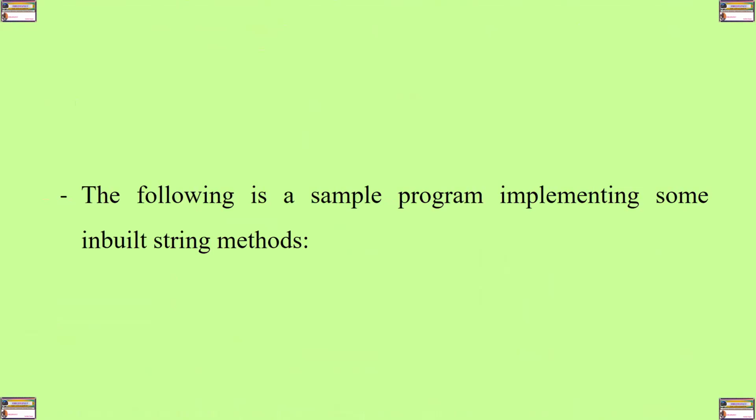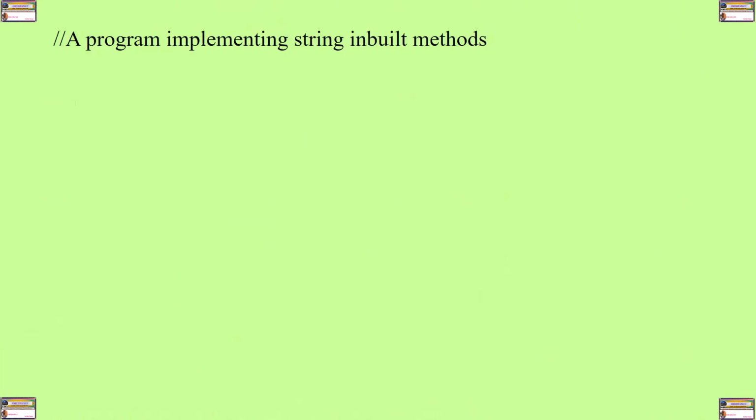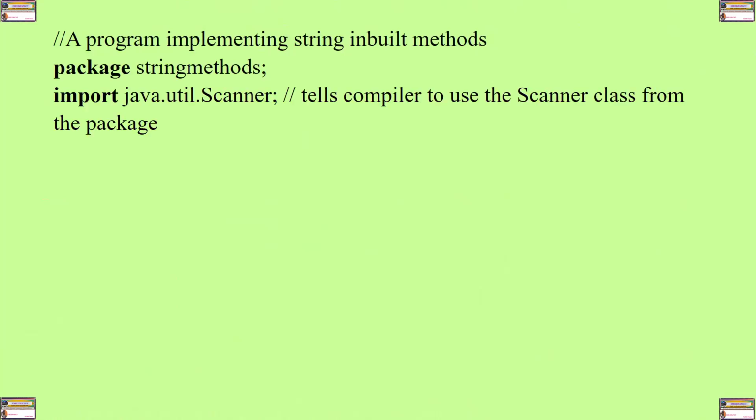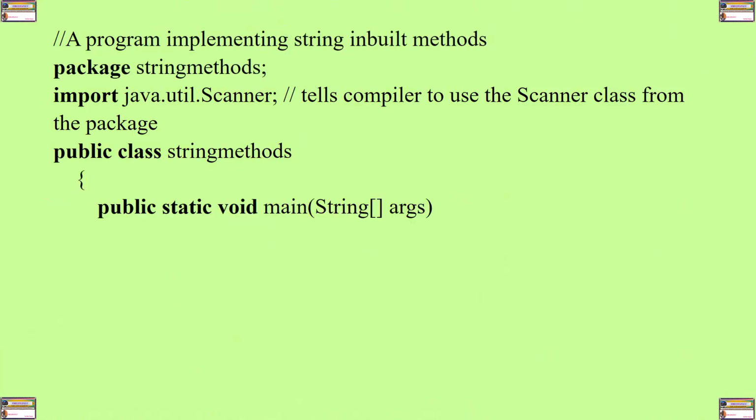So the following is a sample program implementing some inbuilt string methods. So my program is as follows. The comment is: a program implementing string inbuilt methods. The name of my package or project is string methods. Then the statement import java.util.Scanner tells the compiler to use the Scanner class from the package. We have a public class. The name of my public class is string methods, and its definition is as follows. We have the main method, which is public static void main, followed by the required parameters.